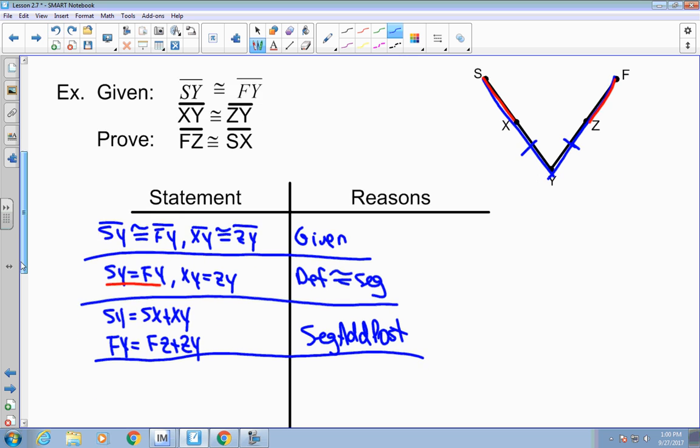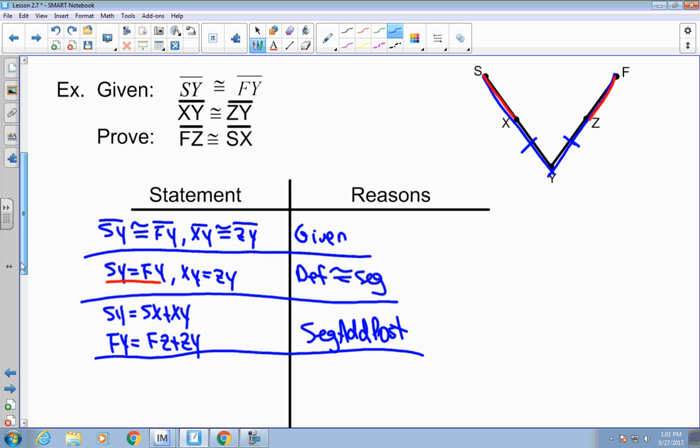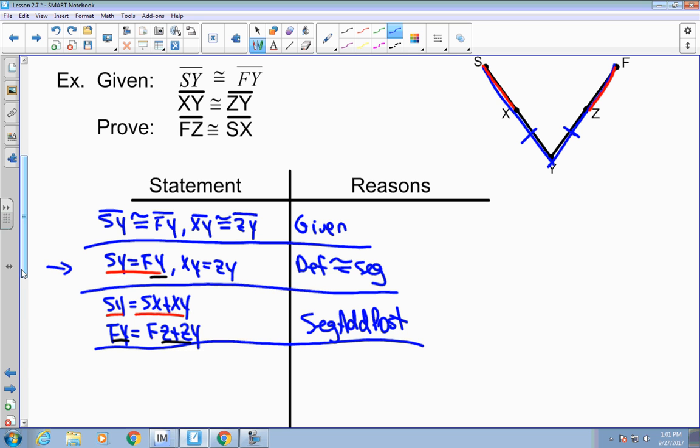All right. Now, back to this little statement right here. SY equals FY, right? Could I go and replace SY with what it's equal to, which is this, and replace FY with what it's equal to? Could I do that? Okay, so that's what I want to do. What's that called? Substitution. So I'm replacing SY with SX plus XY, and I'm replacing FY with XZ plus ZY. And that is substitution.